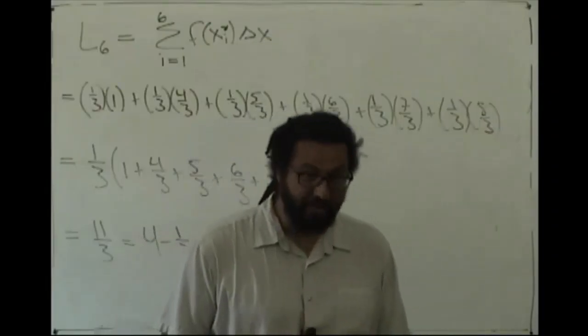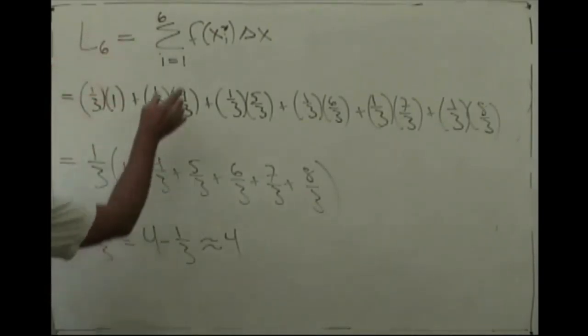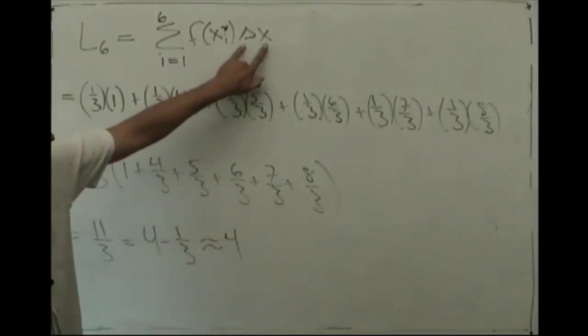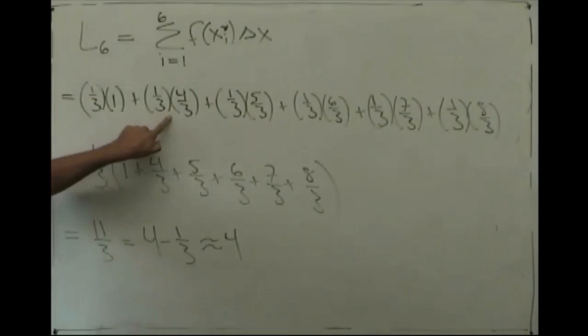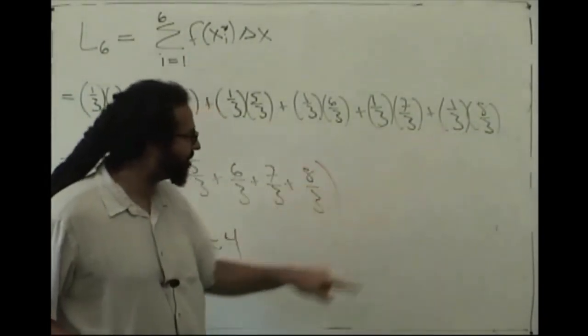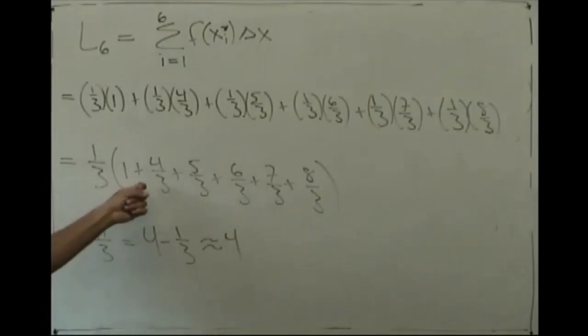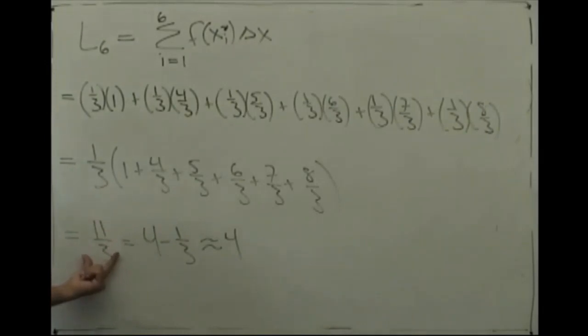So for the left endpoint approximation, L6, using 6 rectangles, we're going to add up 6 things. So I started at 1 and stopped at 6. And then we've got the height of each rectangle times the width of each rectangle. Again, this width was 1/3. That's going to be constant, so we can factor it out. So here's adding up the areas of the 6 rectangles. Each one of them has a third in it, so I can factor that 1/3 out. And so now I'm left with 1 plus 4/3 plus 5/3, and so on, plus 8/3. And so you work this out, you get 11/3.